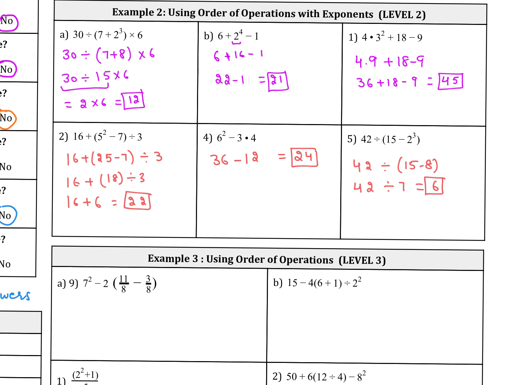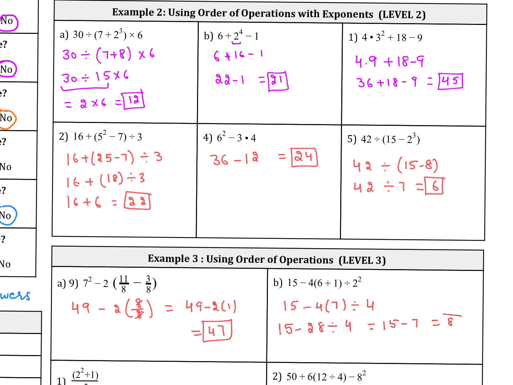For number 9, you're going to find 7 squared, which is 49, minus 2. 11 minus 3 is 8, and 8 divided by 8 is 1. So 49 minus 2 times 1, and that's going to be 47. 15 minus 4 times 7 divided by 4. So that's going to be 15 minus 28 divided by 4. 15 minus 7, and that's going to be 8.